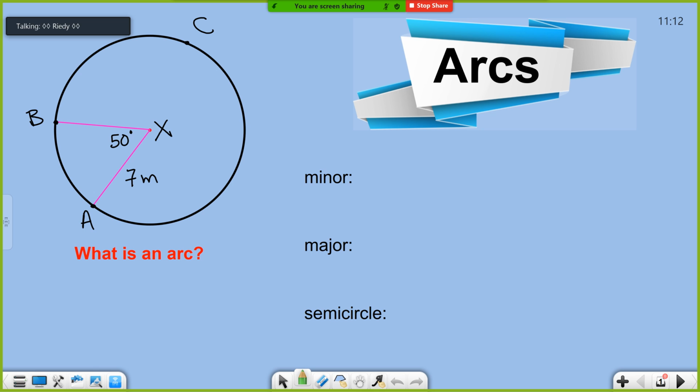And if you don't physically know what an arc is, I will show you. This portion, green's a bad color, hold on. We'll do red. This portion is called an arc. And so again, I ask the question, what is an arc? How would you define that red thing?